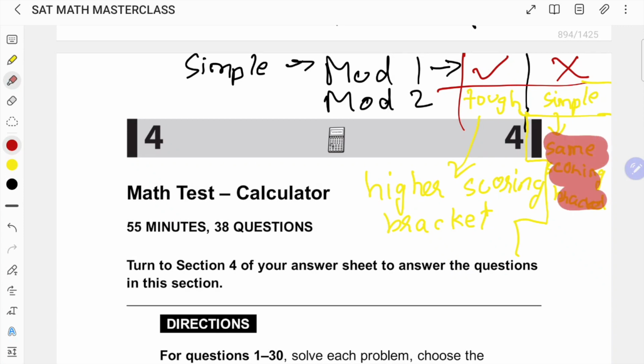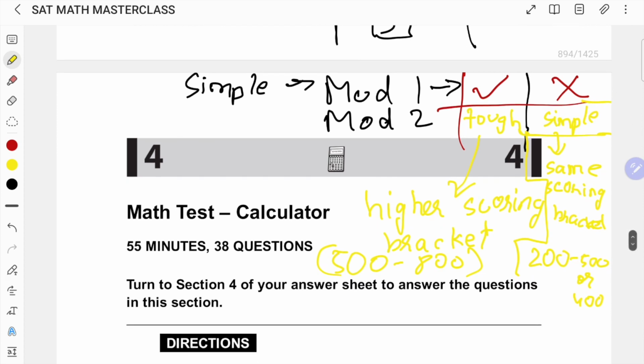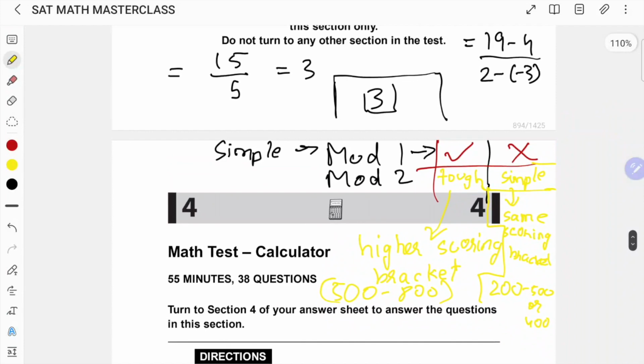You'll be placed in the same scoring bracket, and it'll range from 200 to, I think, 500 or 400. And in the high scoring bracket, I'm pretty sure it's from 500 to 800. So if your Module 1 goes well, you'll get tougher questions which will place you into a higher scoring bracket within the range 500 to 800. And in case your Module 1 goes badly, your Module 2 will place you in the same scoring bracket, which is between 200 to 500. All right, so let's move on, and this applies to English too.